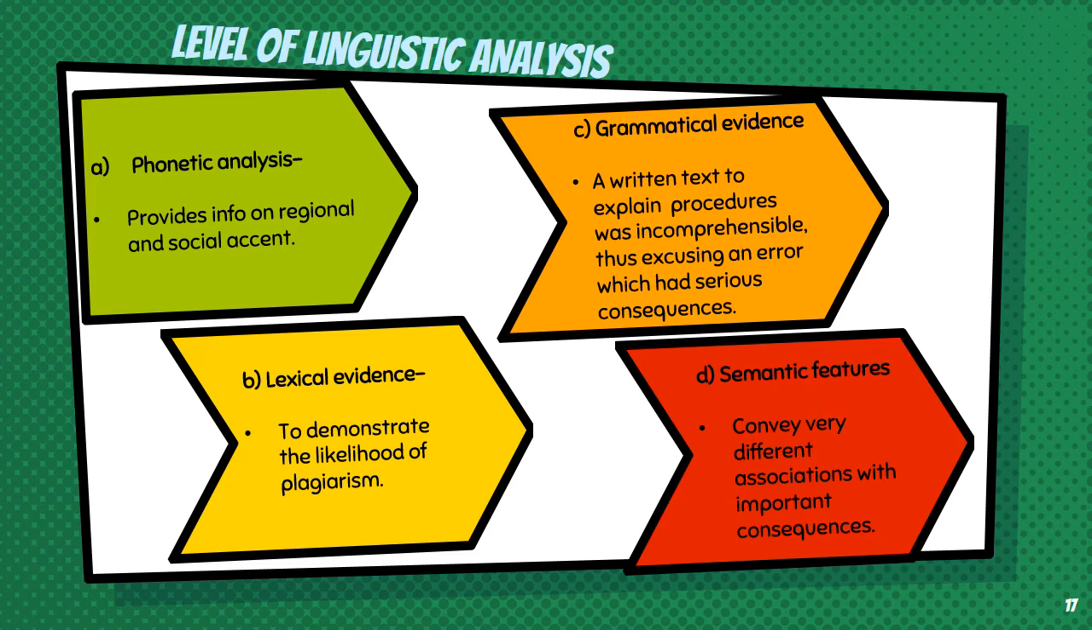the hoaxer. Okay, the second level of analysis is lexical evidence, which is used to demonstrate the likelihood of plagiarism. Language specialists help in settling a portion of the debates surrounding the source of materials, like in the Da Vinci Code. Social linguists have assisted in recognizing attributes of the author of less public texts, for example, mysterious threatening lexis.